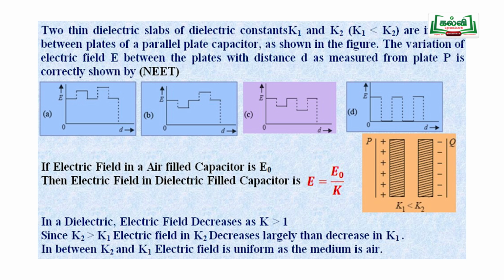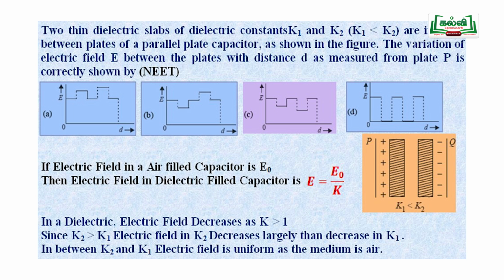Now, you see clearly, when the dielectric is introduced, what will happen to the electric field? Electric field will decrease. Electric field will definitely decrease. When the dielectric constant is more, electric field will decrease largely. So, as I move from the plate, first I am having air, so the value of E is constant. Next I am moving into the region of dielectric constant K1, its value is slightly lesser.